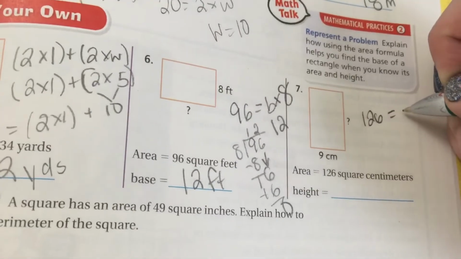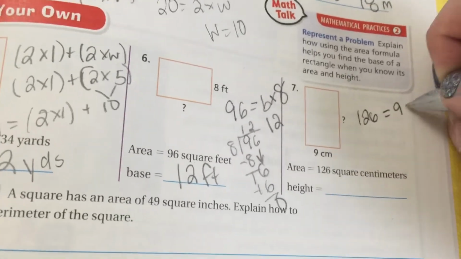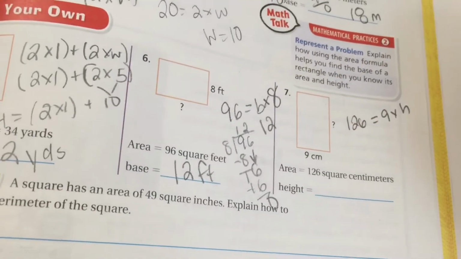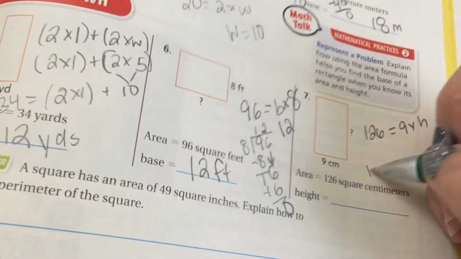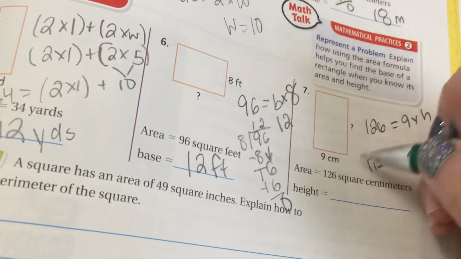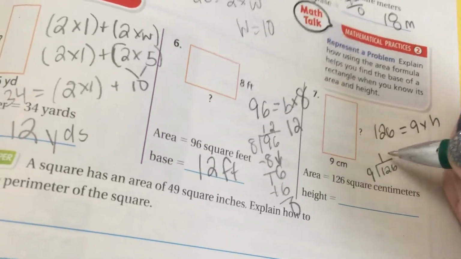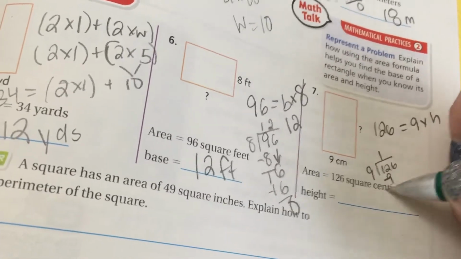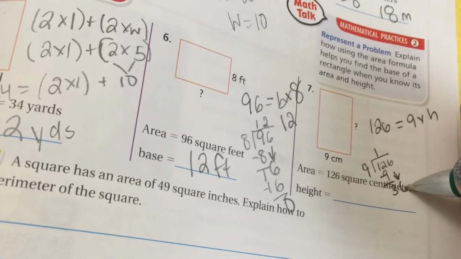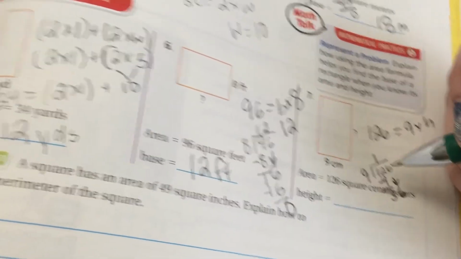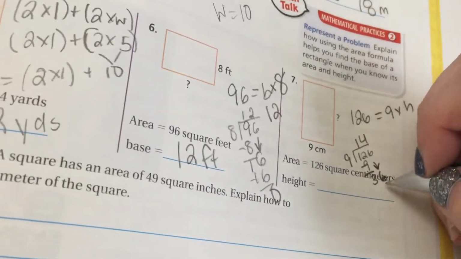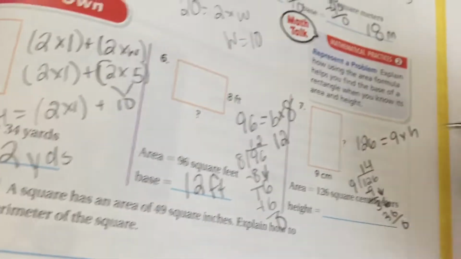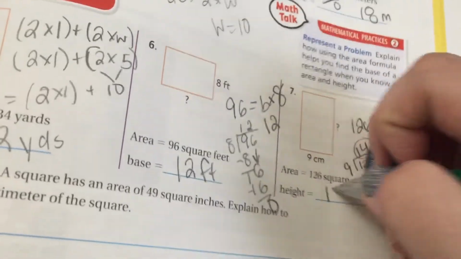126 times, I have my base, that's the 9. I don't know what my height is, so I gotta figure that out. Use the opposite operation, and that's division. Nine goes into 36 4 times. So my answer is 14.